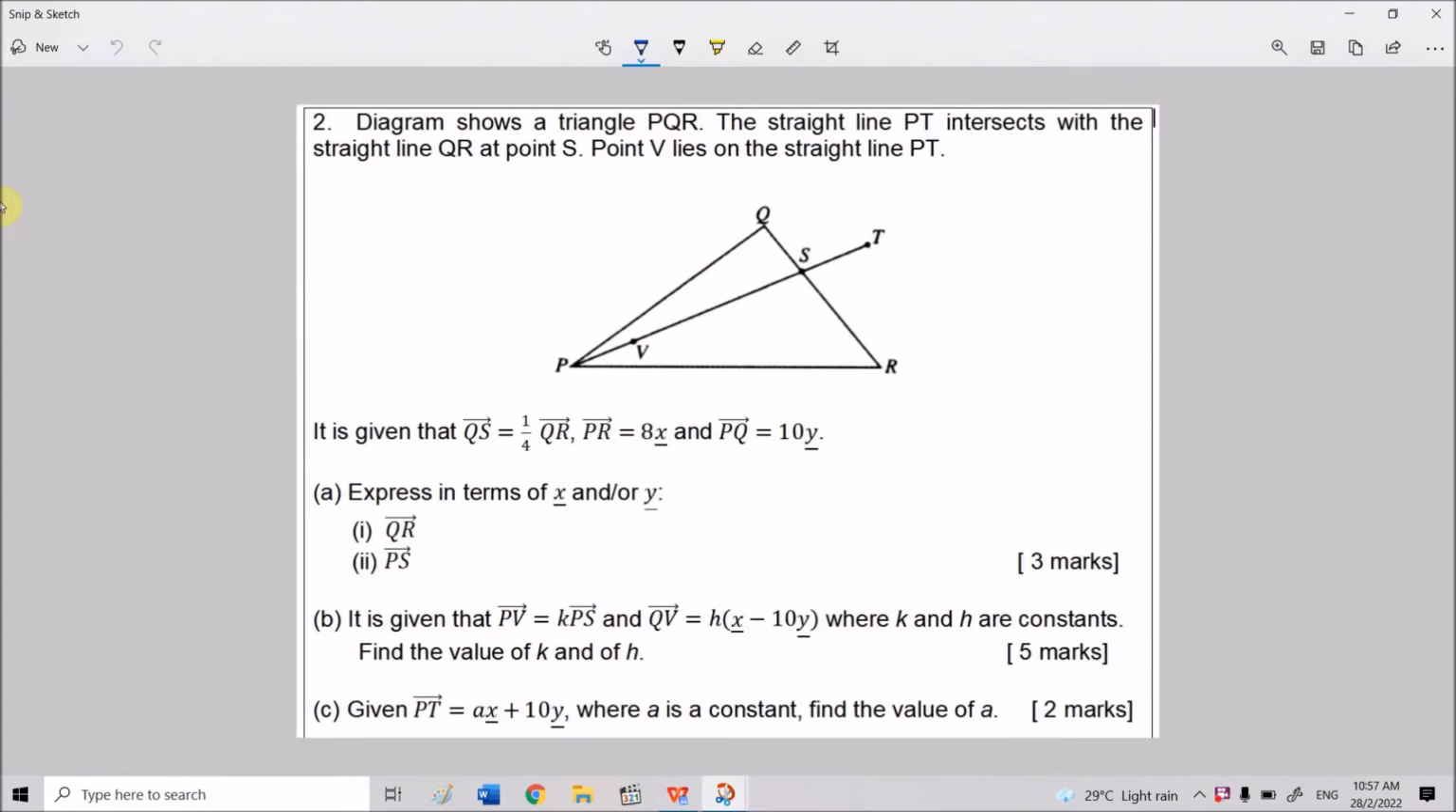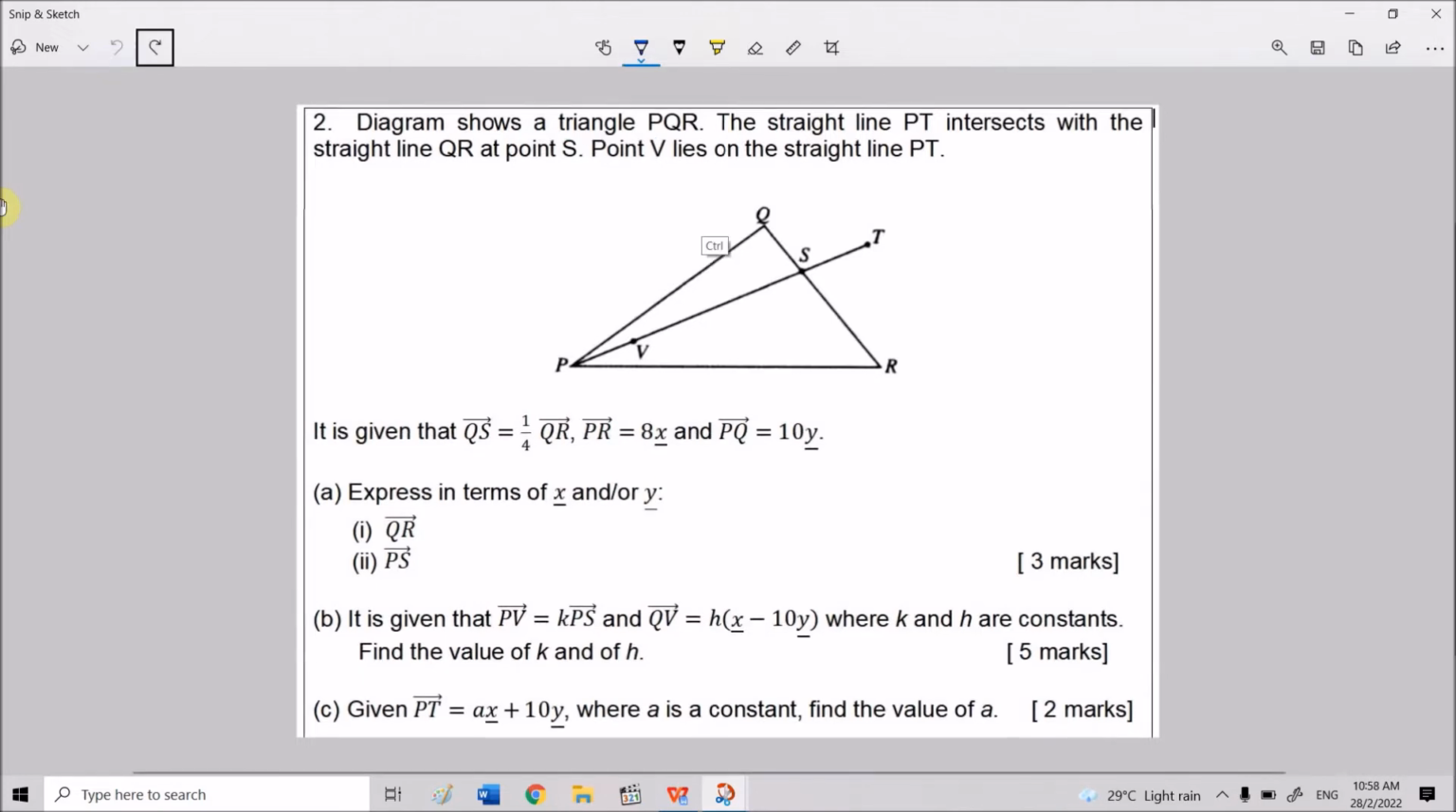Now we move on to question number 2. Here is another past year clone question. And this time we look at the marks allocated. Here the total is 10 marks. 10 marks means this is from section B. Paper 2 section B, 10 marks each. Let's look at the diagram.